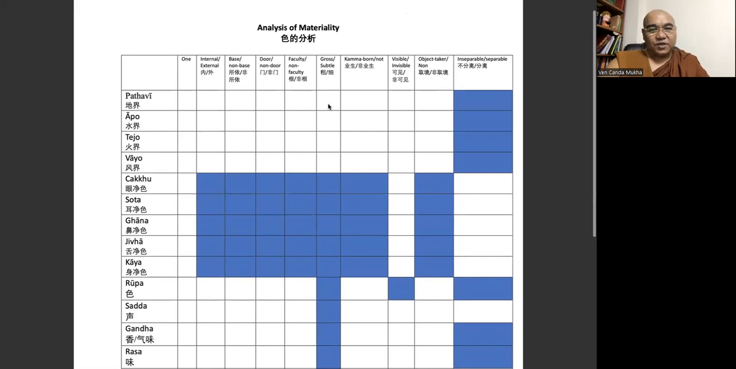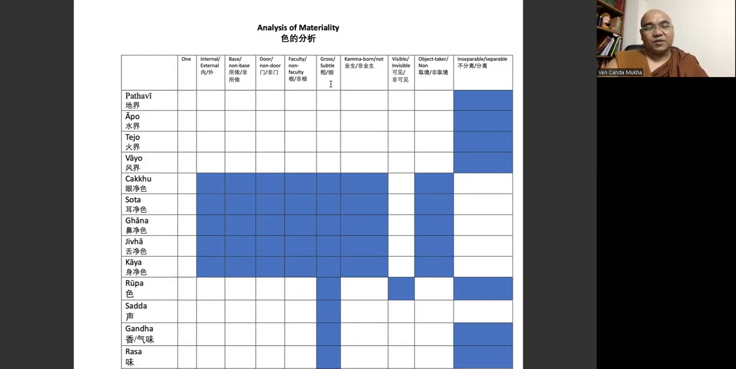And also here, the title is gross and subtle, Olarika and Sukuma rupa. Some of the materials are very gross, rough. Gross and rough means easy to touch. So when it is struck, then we can know it has a kind of strength.